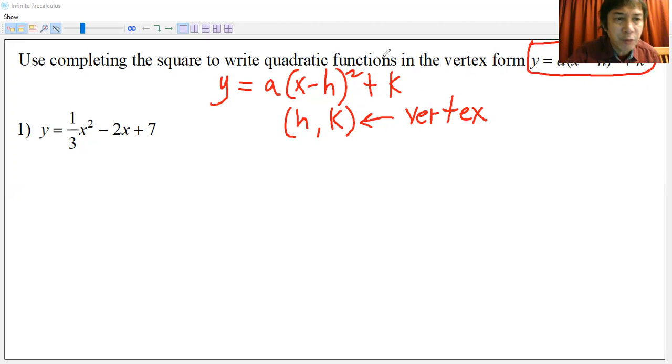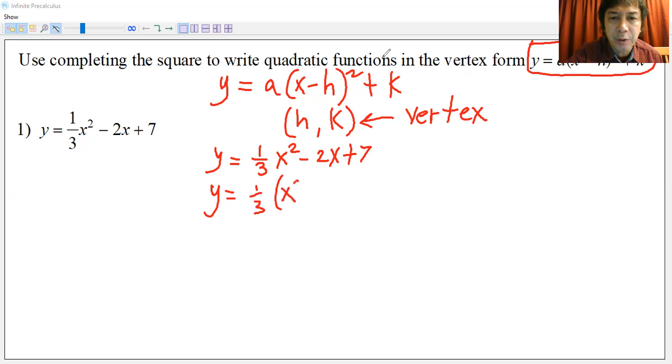All right, so for the given, we have here y is equal to 1/3, and we have x squared minus 2x plus 7. Now, we will start factoring the 1/3 out, and we're going to consider the squared and first degree term. By doing that, we'll be able to make use of 1/3 and then the x squared, and the other term of first degree will be remaining inside the parentheses.